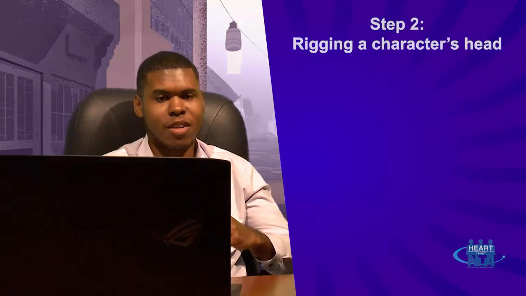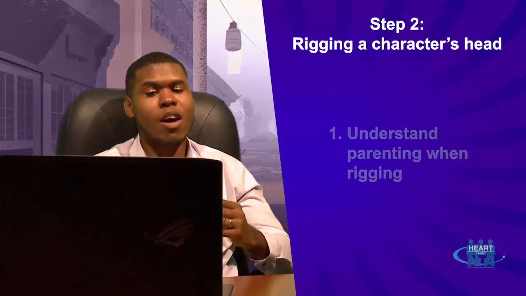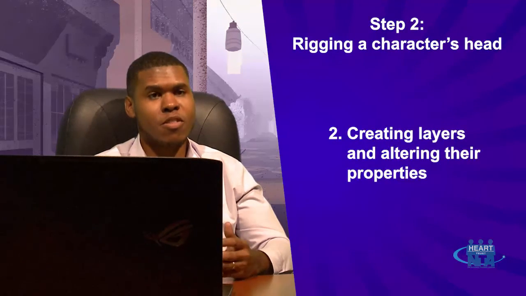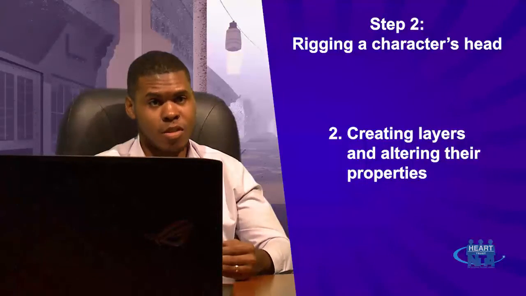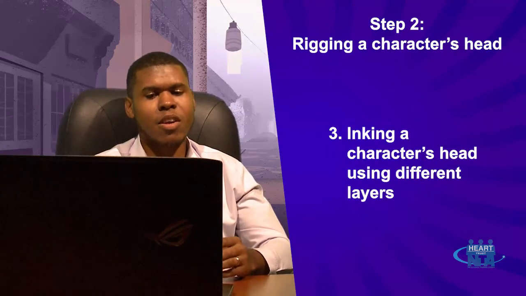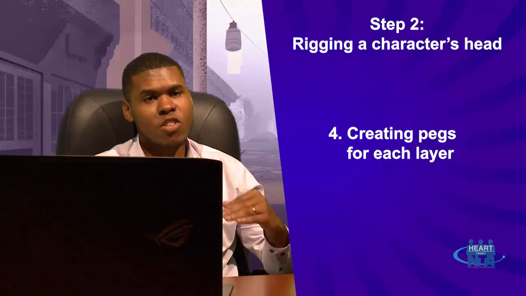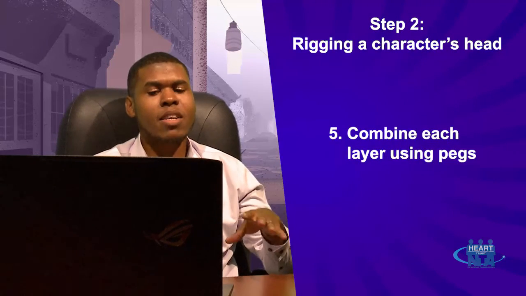It's important to rig the character's head, right, in order to animate the character's head. If you don't rig it, you can't animate it. When rigging a character's head, you'll need to understand parenting when rigging, create layers and altering their properties, inking a character's head using different layers, creating pegs for each of those layers, and combining each layer using the pegs.